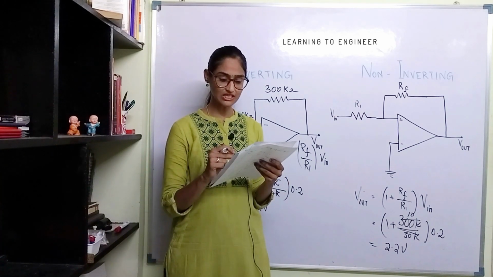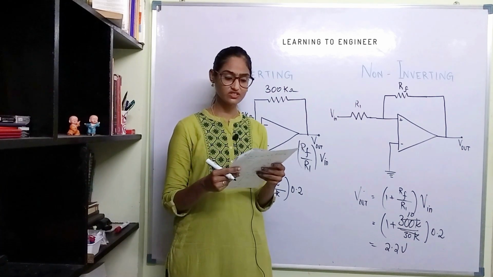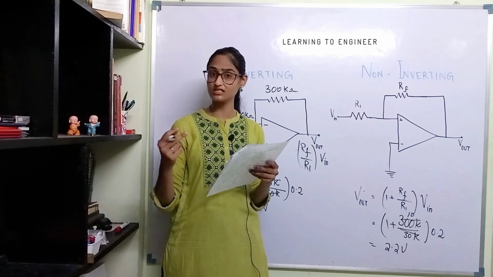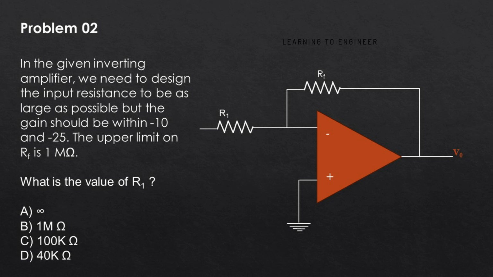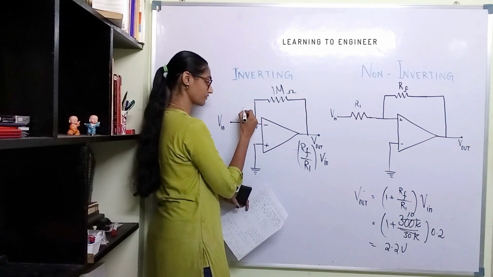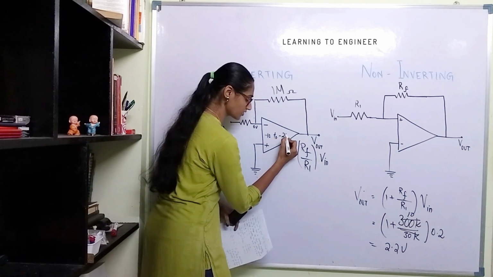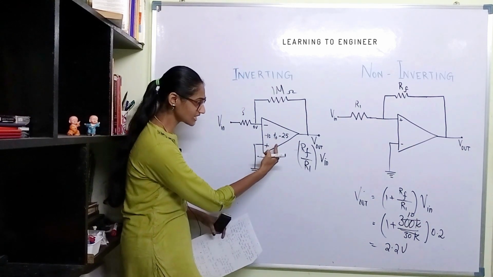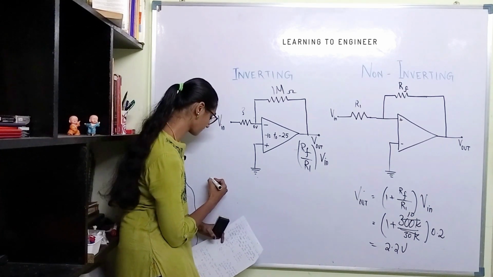Okay. So compared to option C and D, we see that option C is 100 kilo ohm, which is larger than option D. So can we simply say that option C is the right answer, because they want the input resistance to be as large as possible? Let's find out the gain and check if we can have the input resistance as 100 kilo ohm. RF is given as 1 mega ohm, and we have to find this to match the gain of -10 to -25.